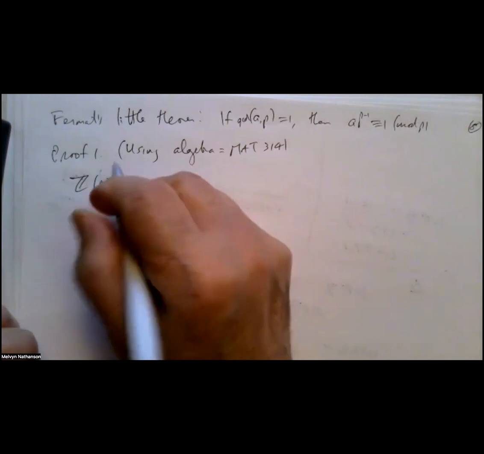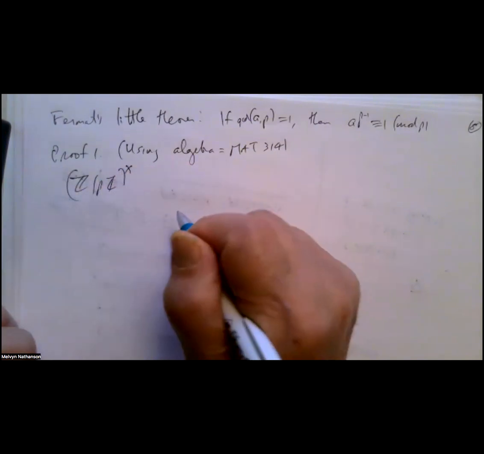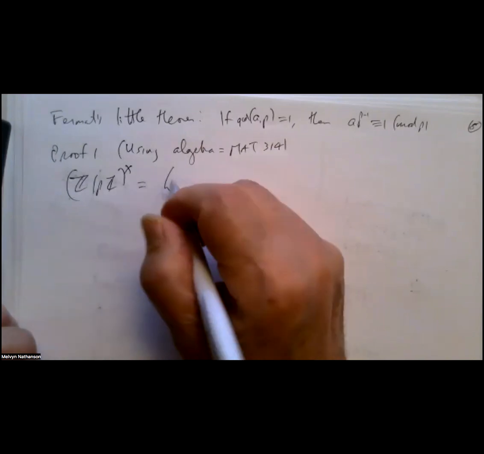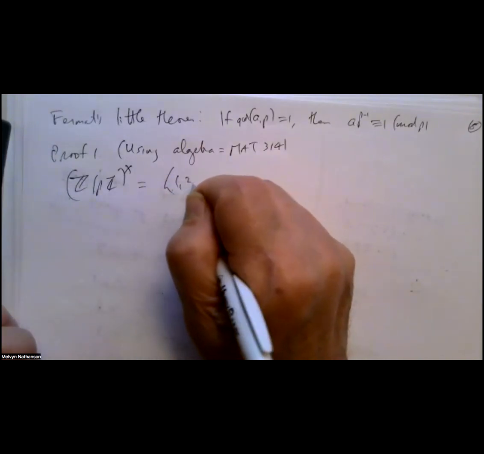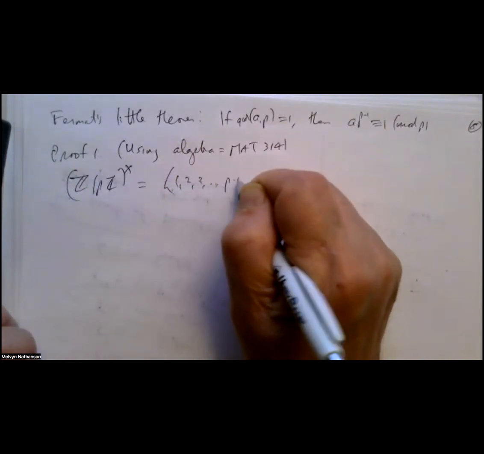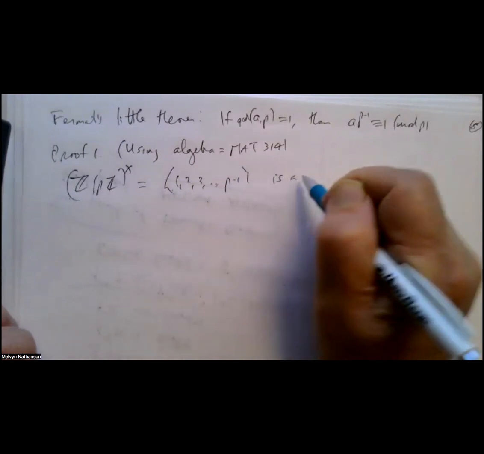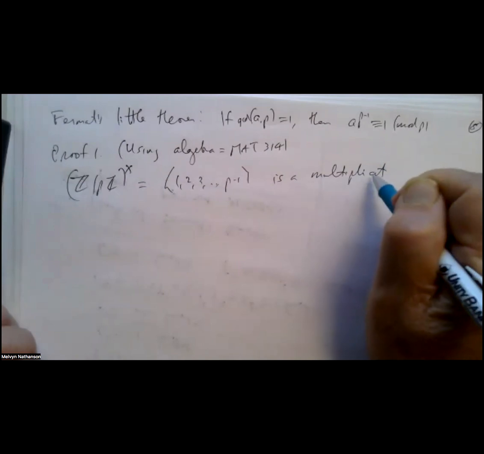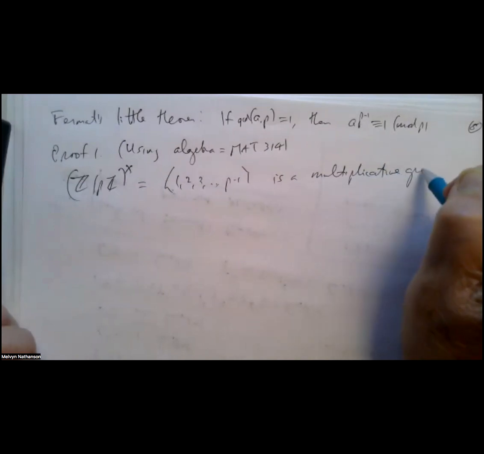Z mod p Z star, so this is the non-zero elements in this field: 1, 2, 3, up to p minus 1. This is a multiplicative group.